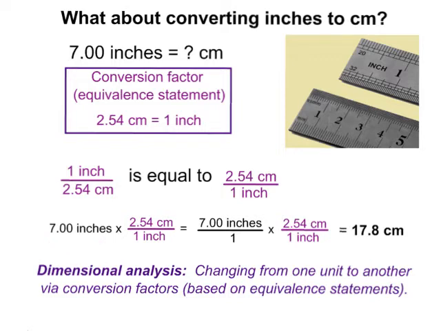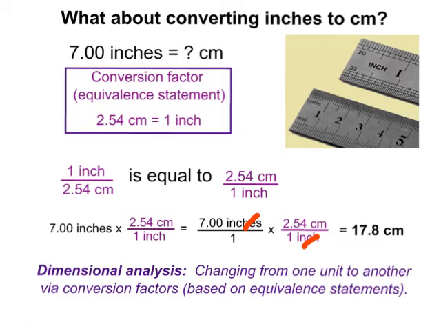Well, let's start with what we know, 7.00 inches. We're going to want our inches to cancel out, so we put inches on the bottom with our conversion factor. And here, if we go ahead and multiply this out, our inches cancel, and we are left with simply 7.00 times 2.54, and that equals 17.8 centimeters is what we have left.